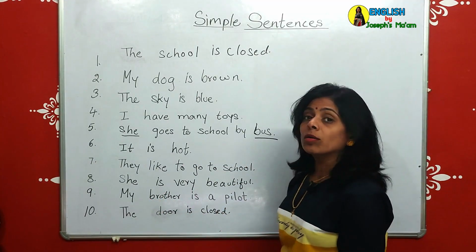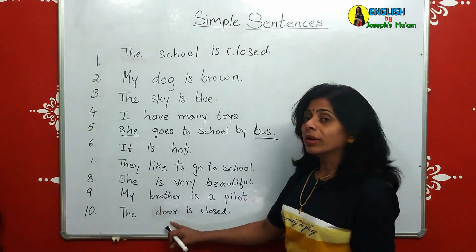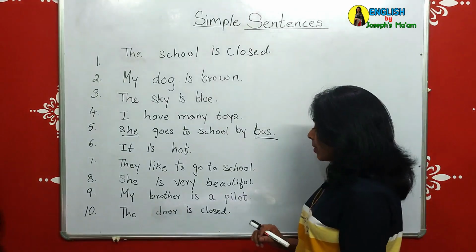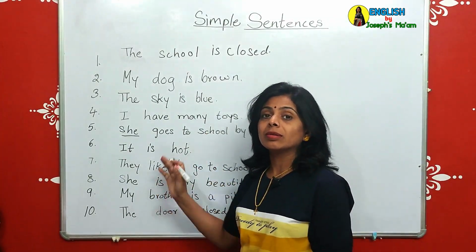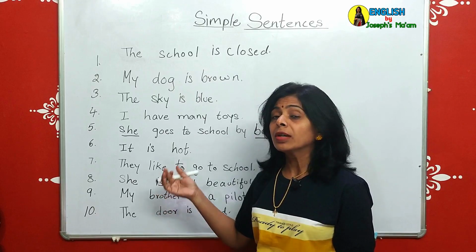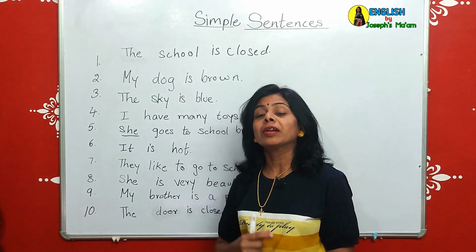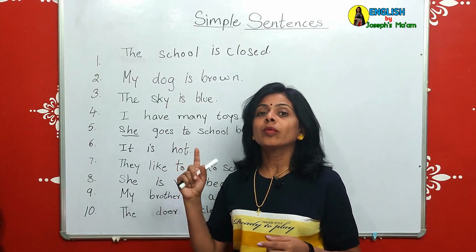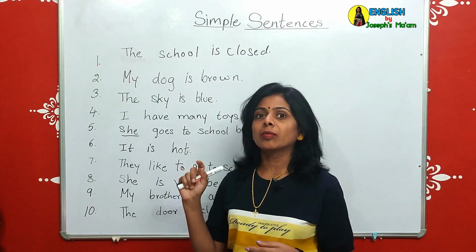The door is closed. The door, दूर नहीं बोलेंगे. The door is closed. So these are the basic, small, simple sentences. Please make the sentences and read. First of all, listen, read, and then you will be able to speak in a proper way.